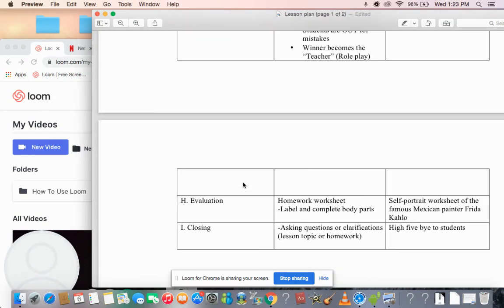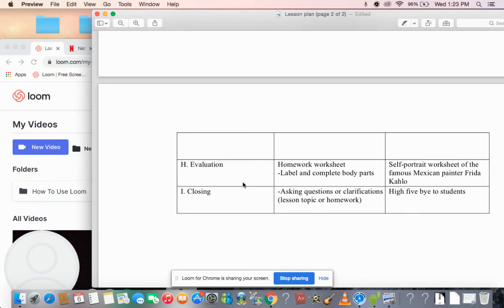Then we have the evaluation. You have your homework or your worksheet where they label and complete the body parts. For example, what I did here is a self-portrait worksheet of the famous Mexican painter Frida Kahlo. And you have the closing, where you ask questions for clarification on your lesson topic or homework. Then high five to students.